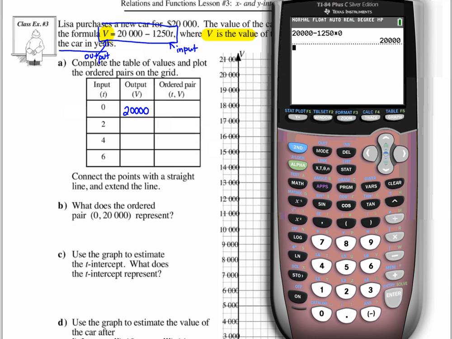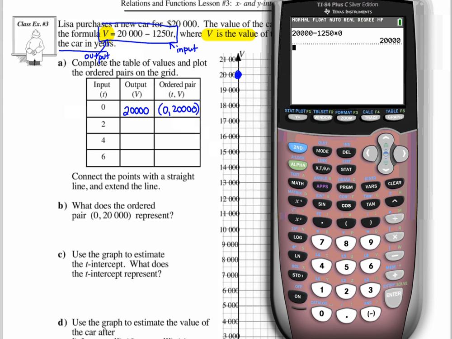Where did we see that 20,000 before? How much you purchased the car at. And when you purchase the car, that's a time or year 0. That's the very beginning of time. I like that. So that makes sense to us. Okay, can we plot that on our graph? Right there.